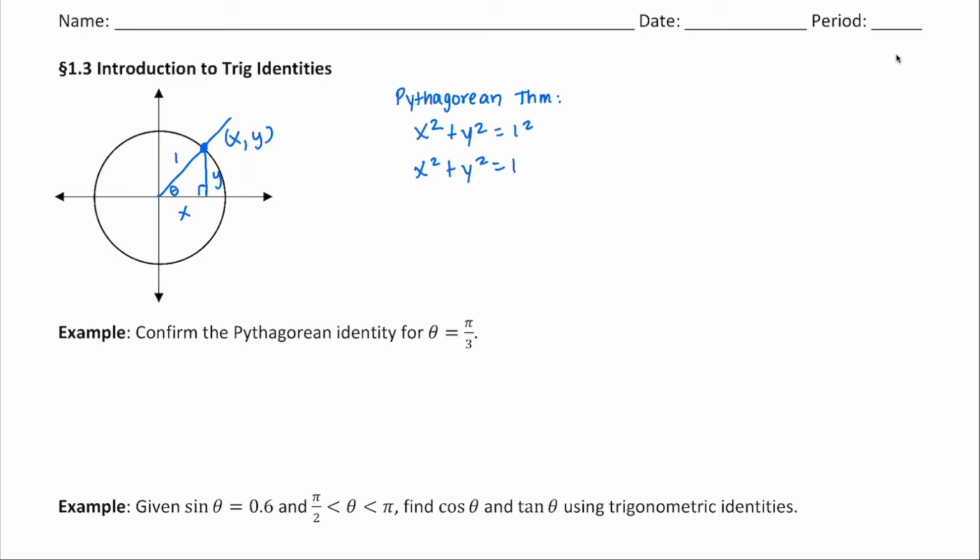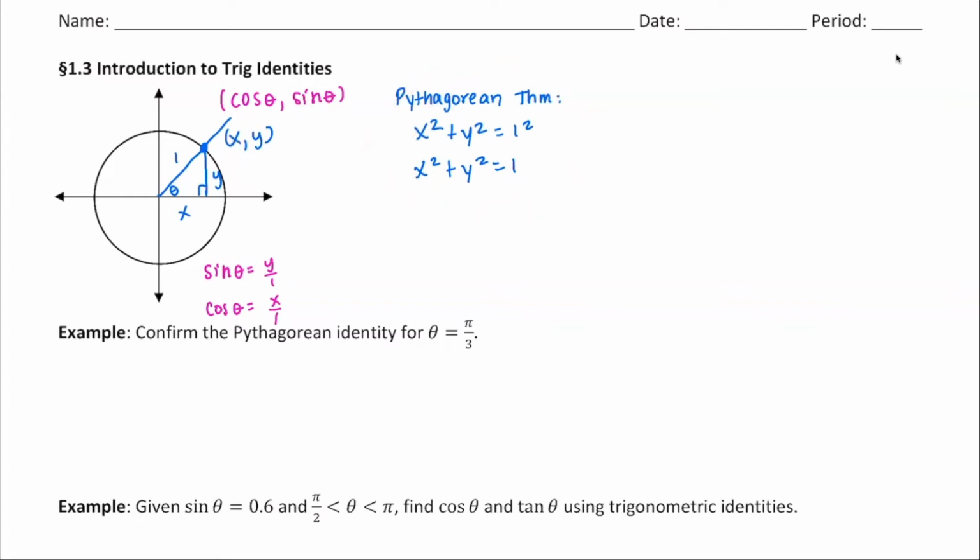But then if you remember, we also defined x and y as cosine theta, comma, sine of theta. And we remember that is true because sine of theta is opposite over hypotenuse, which is just y. And cosine of theta is adjacent over hypotenuse, which is just x. So we can replace our x and y with cosine theta and sine theta. And so we can do the same thing in our Pythagorean theorem here.